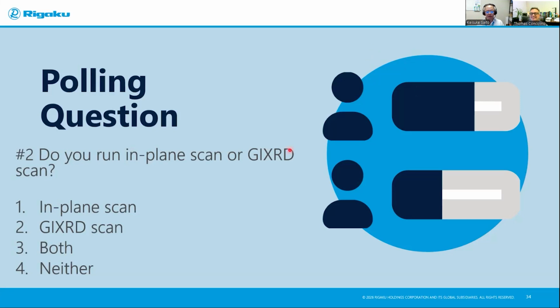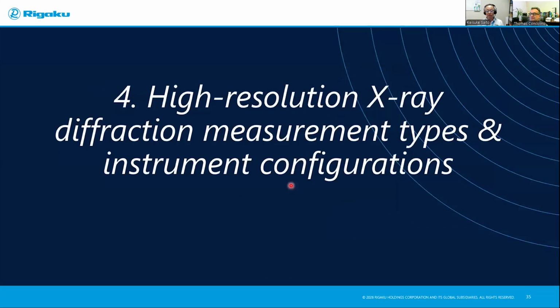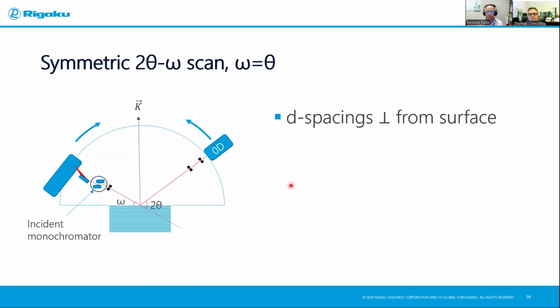All right, so let me continue. Next topic, let's switch to high resolution X-ray diffraction. This is mainly applied to epitaxial thin films. First, let me discuss diffraction measurement types and the instrument configurations. Symmetric 2theta-omega scan: not theta anymore, because omega could be different from half of 2theta. So we call the incident angle omega, not theta, especially in this HRXRD field. The scan itself is the same, but there is a difference here.